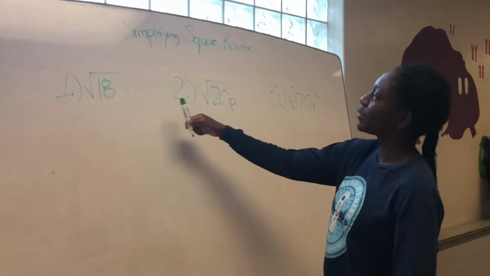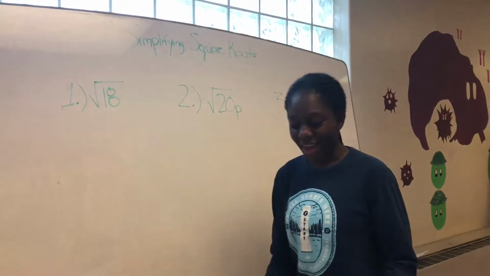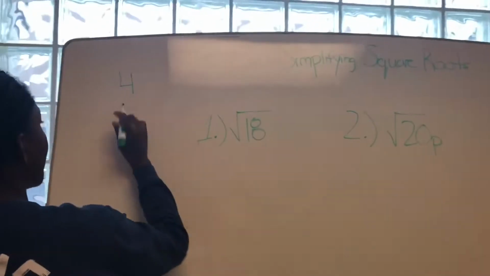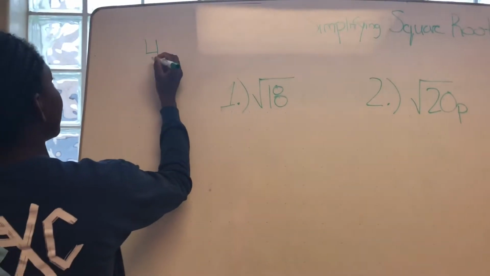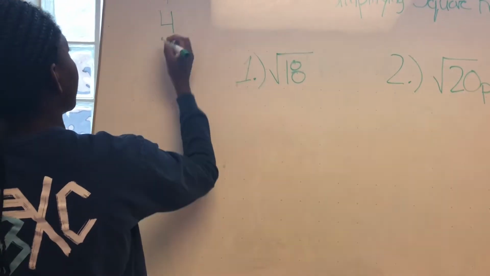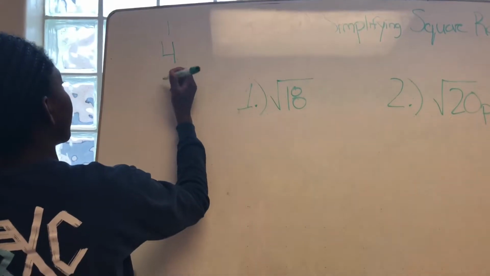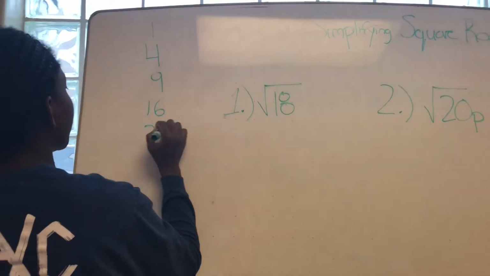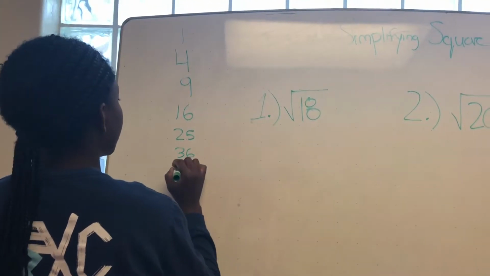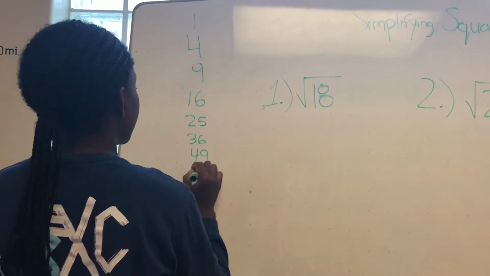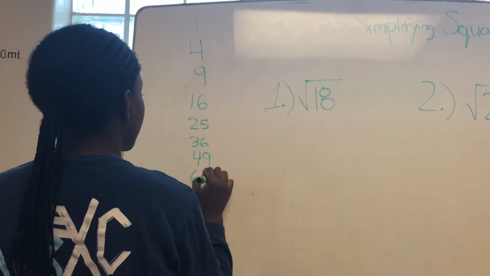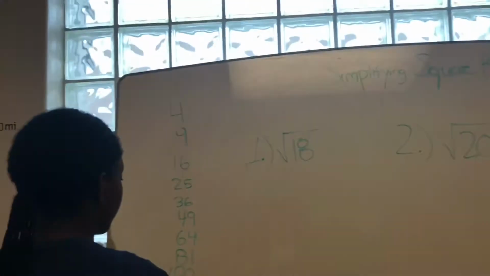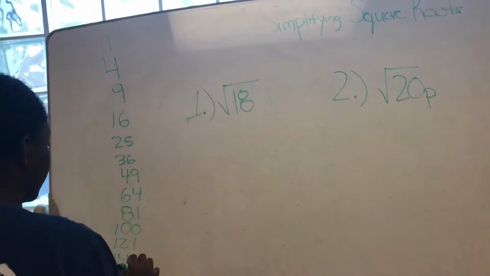So today we'll be simplifying square roots. And so the first thing you want to do in these problems is write down the powers. So obviously 1, 2 times 2, 4, 9, 16, 25, 36, 49, 64, 81, 100, 121, and 144.